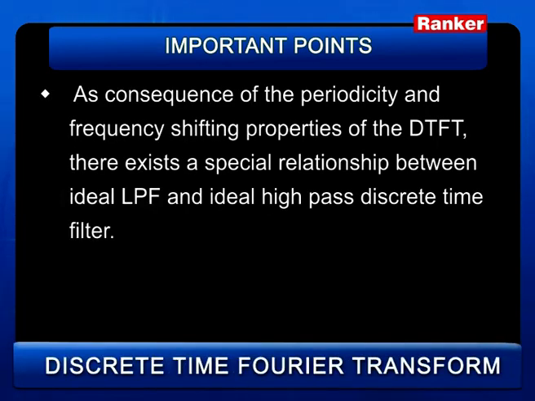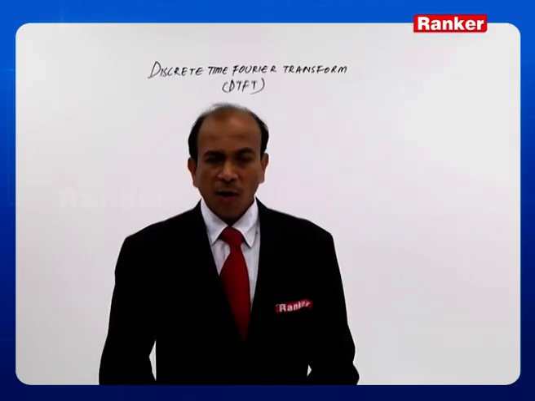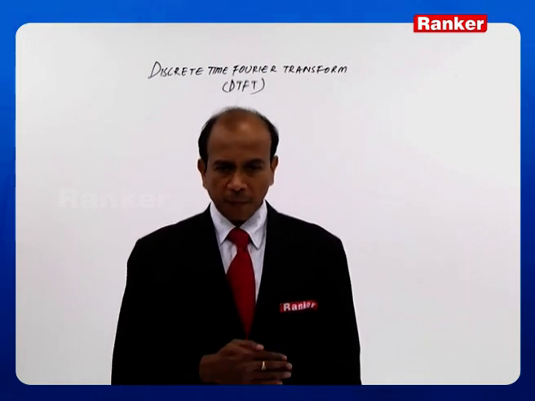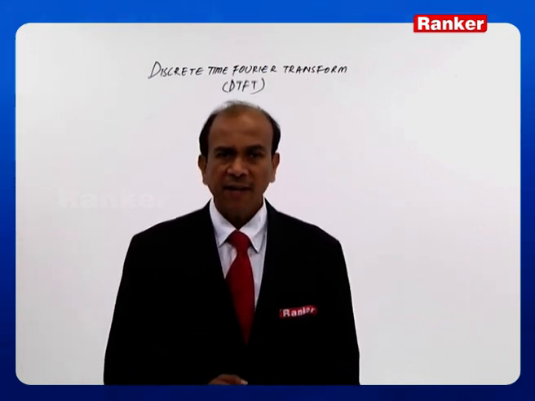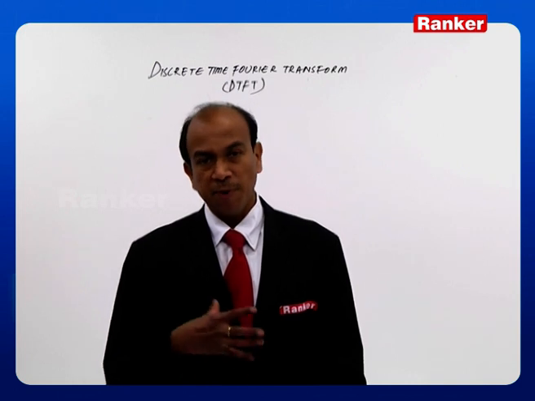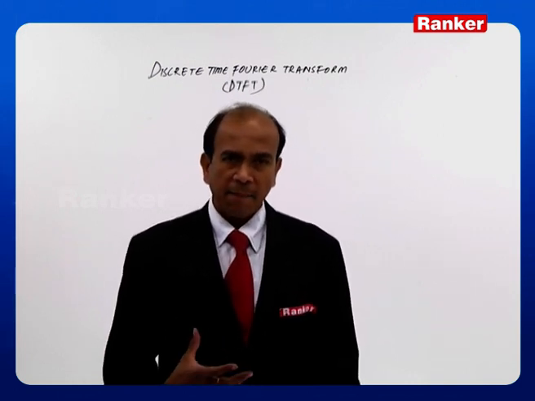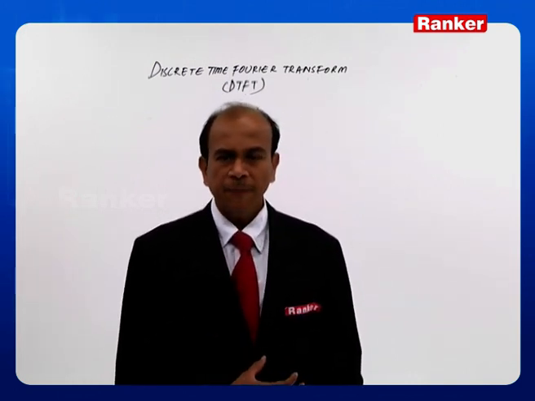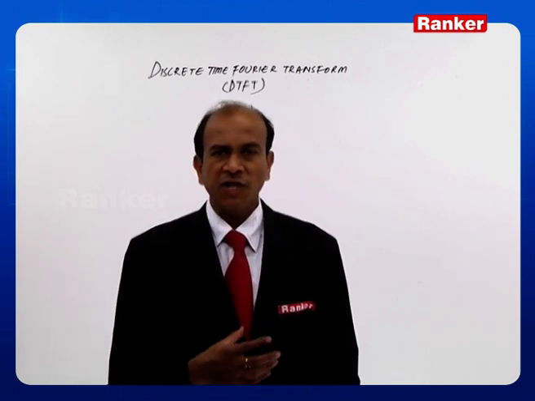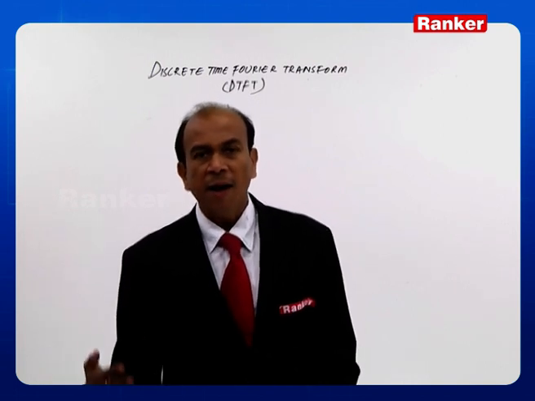Then the third point is, as a consequence of the periodicity and the frequency shifting properties of the DTFT, there exists a special relationship between the ideal low pass filter and the ideal high pass discrete time filter. Now, if we look at the properties of a DTFT, one property we have seen is that it is periodic in nature, and combined with the frequency shifting property, we can establish a relationship between an ideal low pass filter and a discrete time high pass filter.